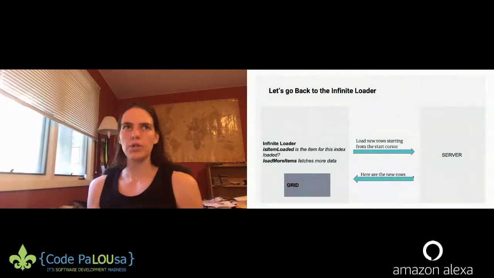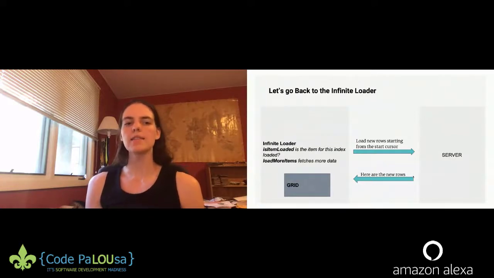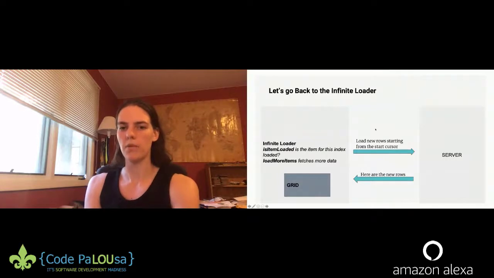So we were talking about infinite loader and how infinite loader has a couple callbacks. It has the is item loaded callback that asks, is the item at this index loaded? And then it has the load more items callback, which is responsible for fetching more data. When we don't have the data that we need, we invoke the load more items callback. Then that goes to the server and says, this is my start cursor, give me new rows. And then the server responds with the rows that we need.